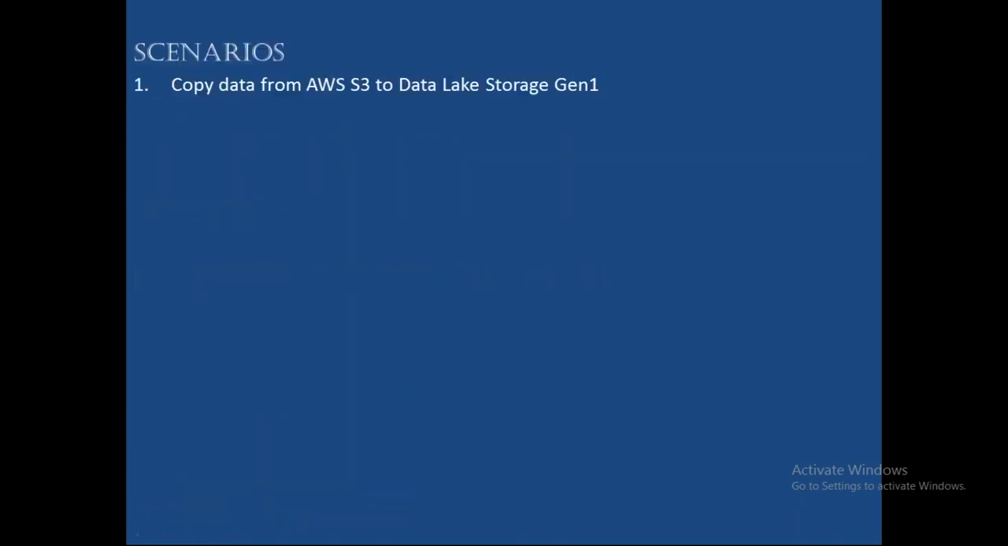Let's see the scenarios. First we will see copying data from AWS S3 to data lake storage Gen1. Next, copying data from multiple S3 bucket folders to data lake storage Gen1. First we will try to copy a single folder. Then we will see how to copy data from multiple folders. You can copy data from multiple folders in an S3 bucket.